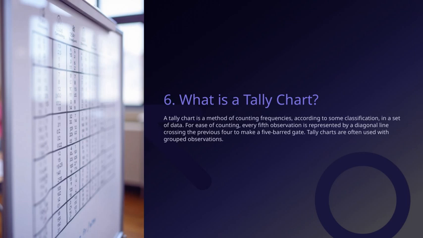To make counting faster, every fifth observation is marked with a diagonal line crossing the previous 4 lines, creating what we call a 5-barred gate. This makes it quick to see at a glance how many items we've counted in each category.